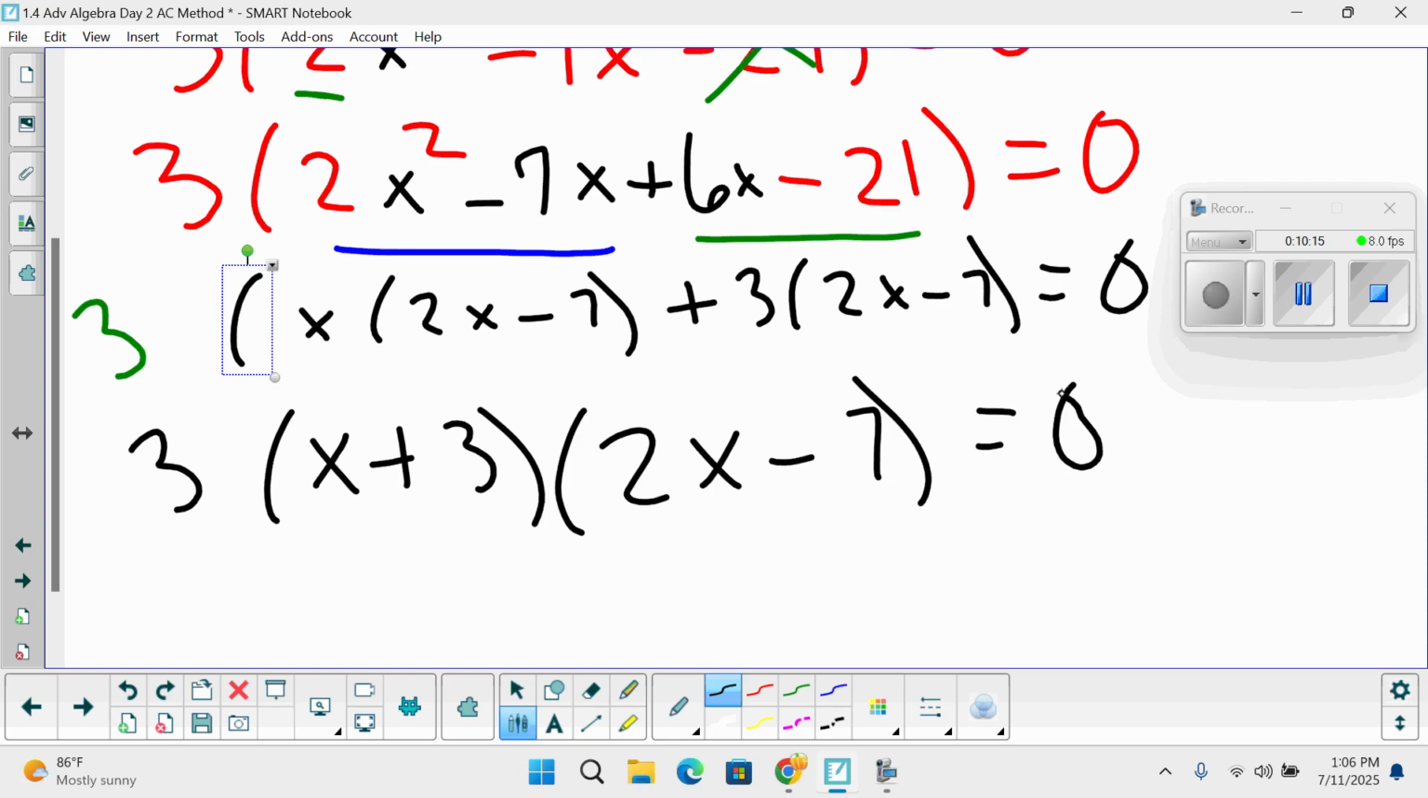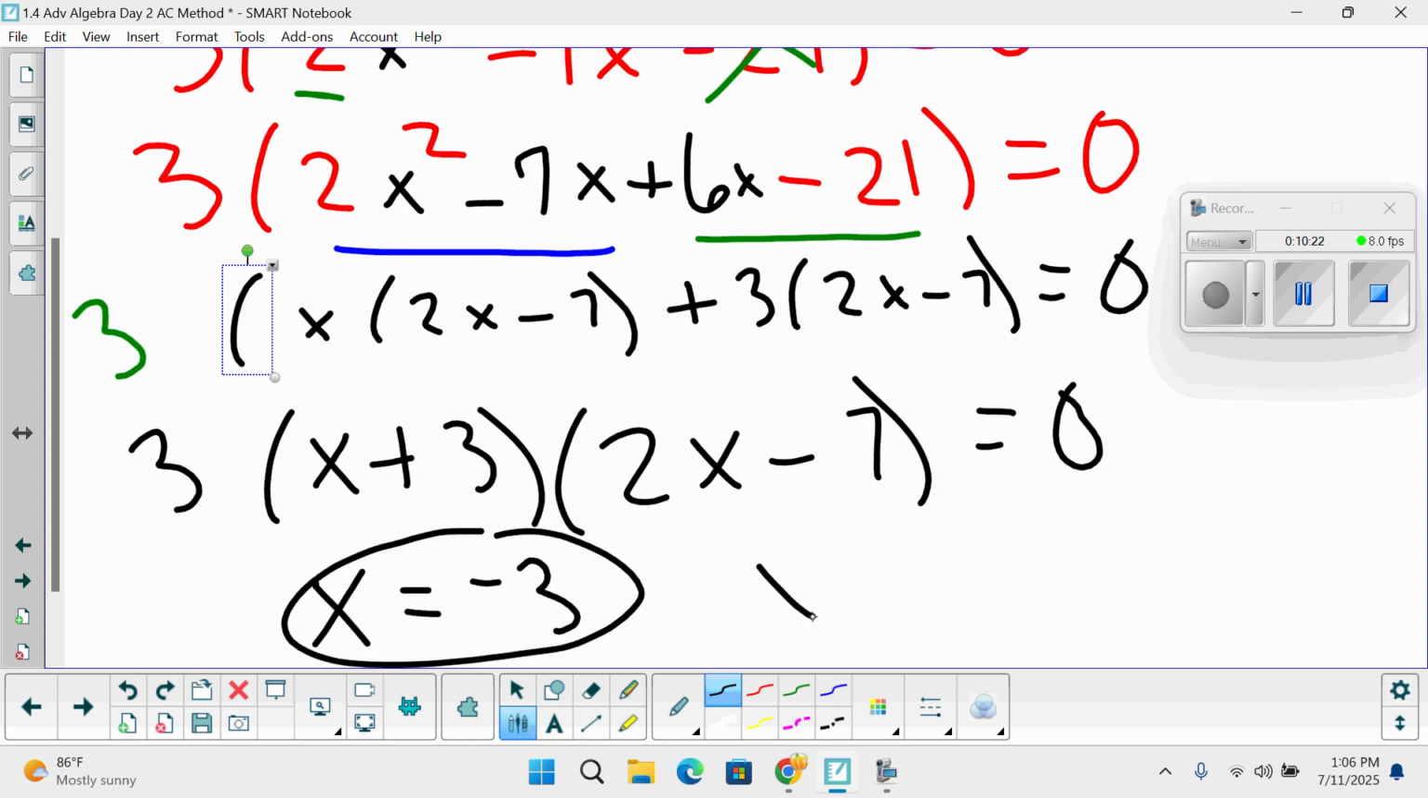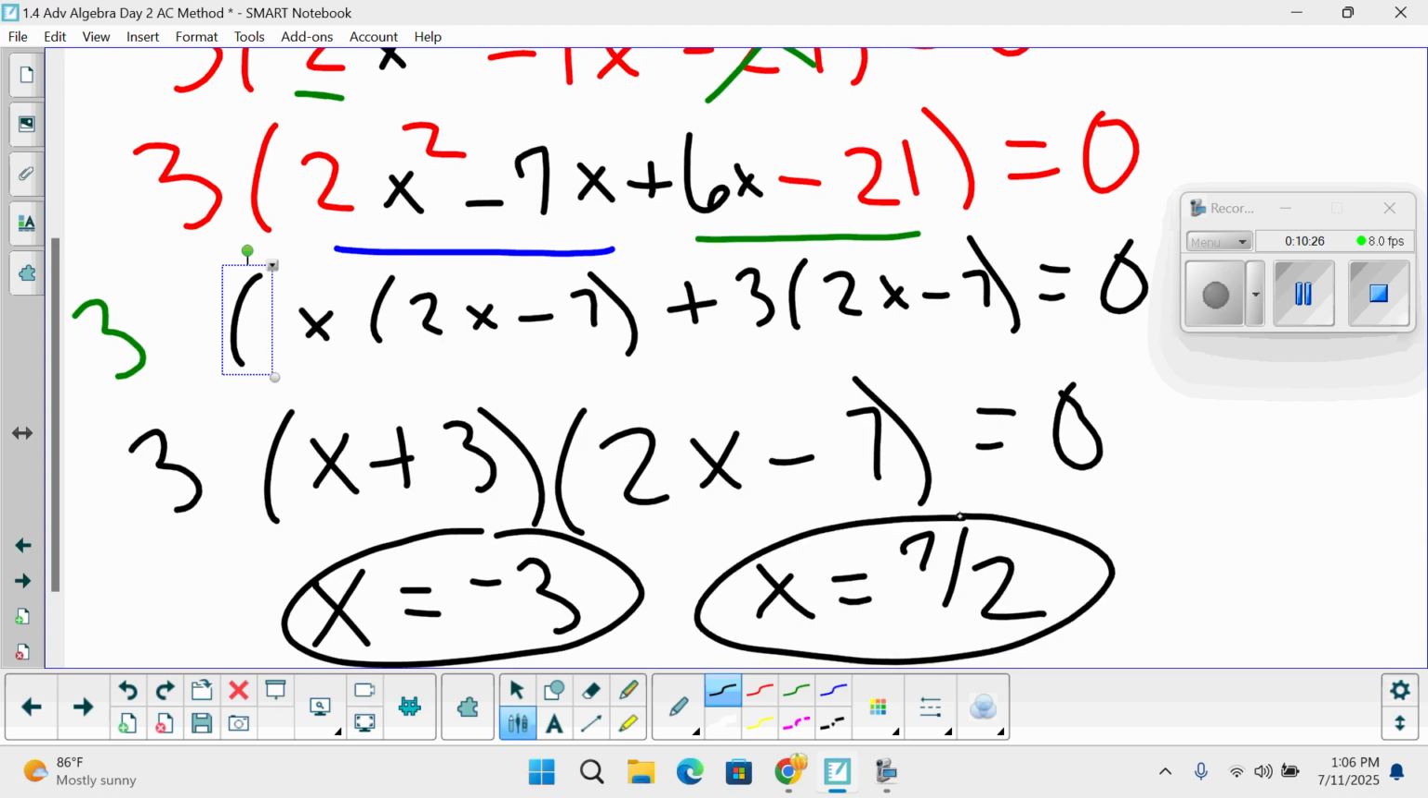All right, we are solving. Can't forget what our goal here was. To solve this binomial, let's just do it mentally. You get -3. And to solve this binomial, you get positive 7 over 2. Because you'd set it equal to 0, you would add over your 7 and you would divide by 2.